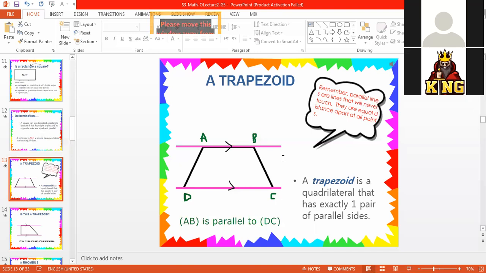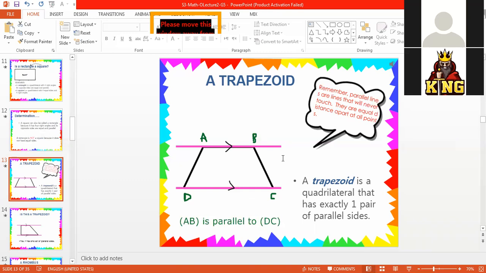Is it clear? Yes, miss. Do the letters have to be capital always? I prefer it, because all over the world they use capital letters in parallelograms and in quadrilaterals in general. Okay.